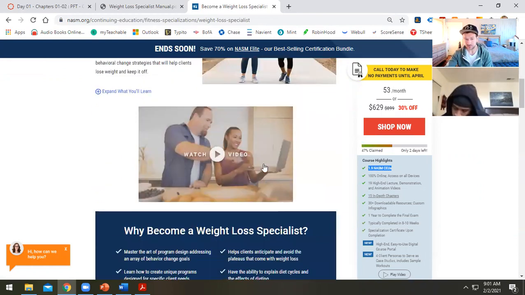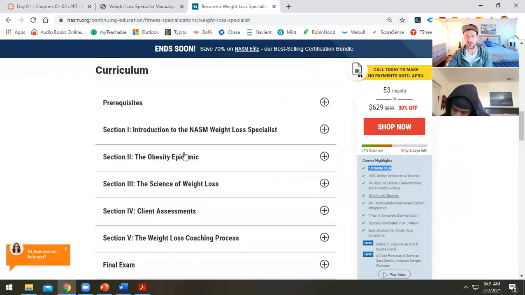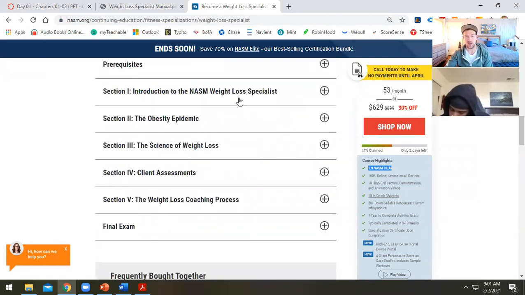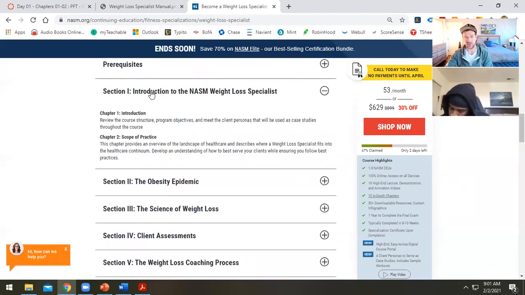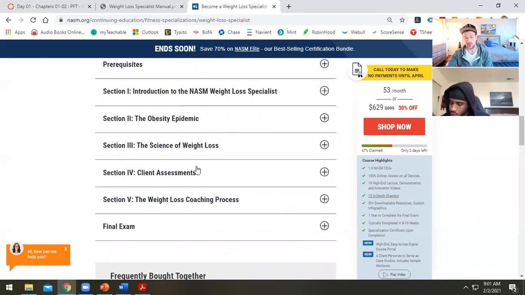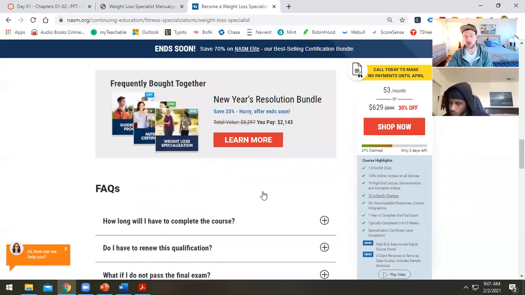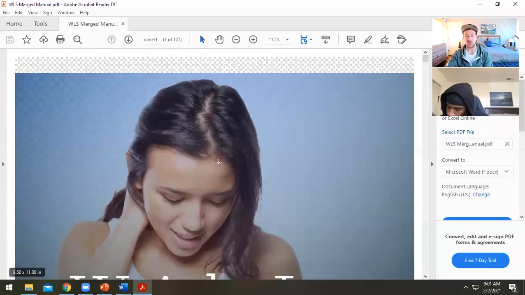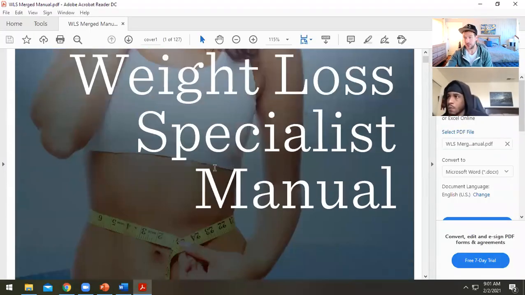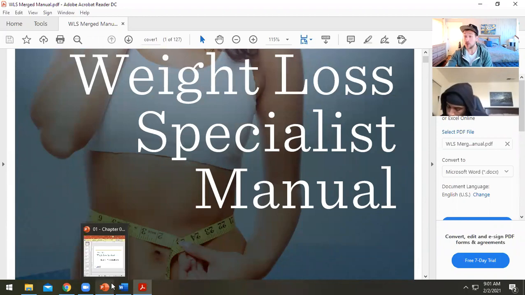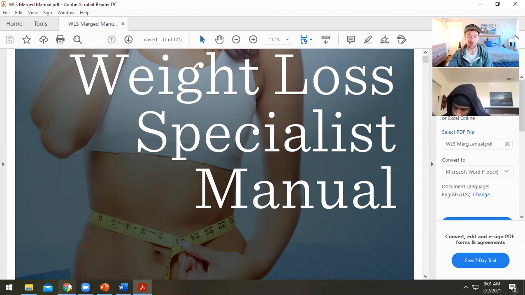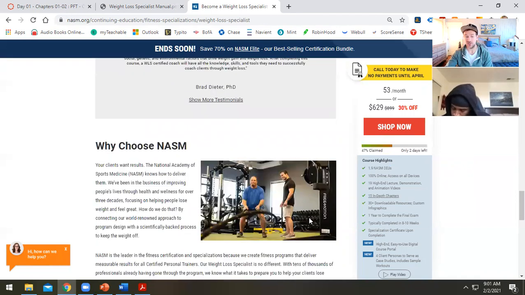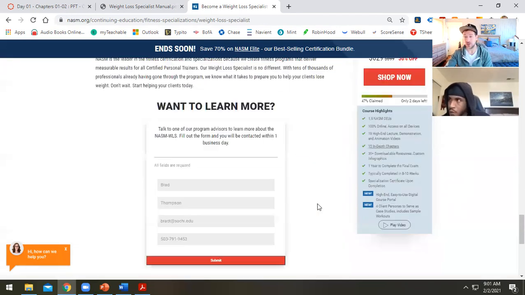You can see here, it is built entirely around the curriculum of introduction to weight loss specialists. This is what we're going over today. Then the science of it, assessments, and then the coaching process, and so on. So it's all the chapters that you're going to see right in here. Keep your notes forever, guys, because in 6 years, when you need to recertify, you can probably just look back through all this and have a much easier time if you ever decide to get this certification.